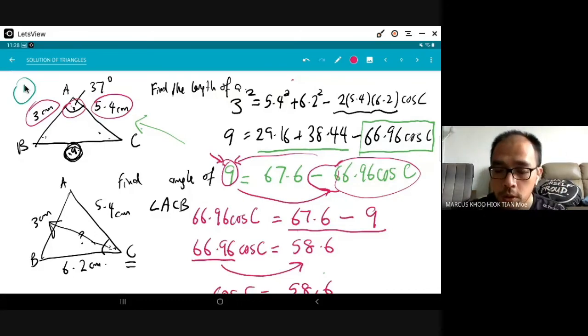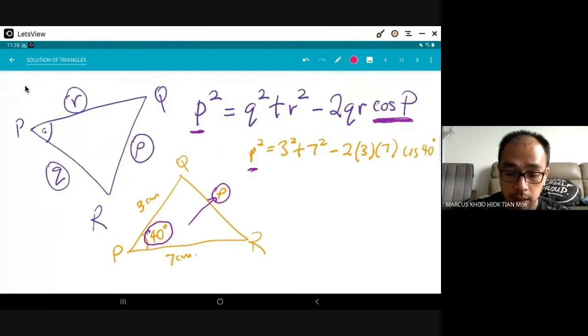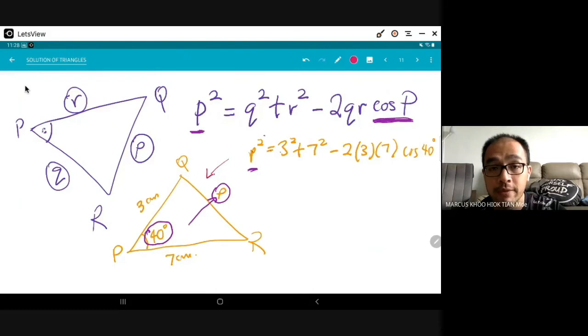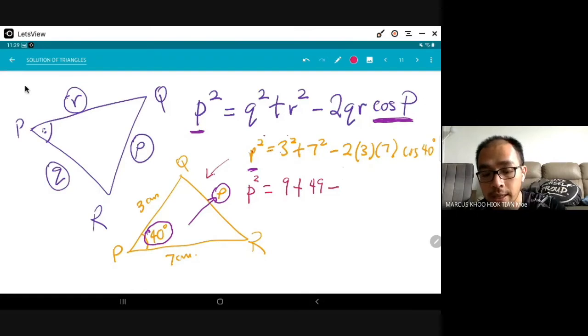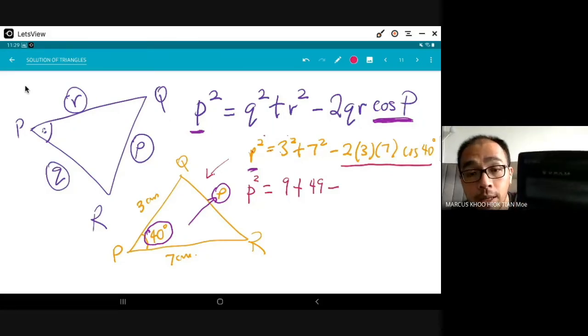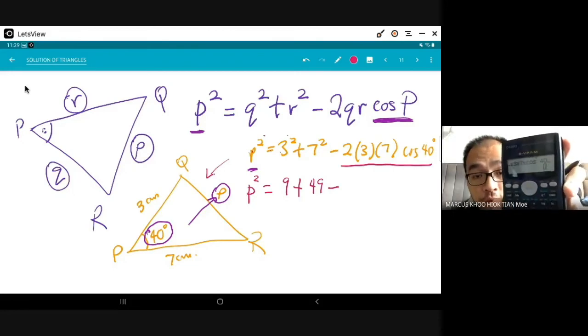Okay, so let me see. Let's do another one. So p squared equals 3 squared plus 7 squared minus 2 times 3 times 7 cos 40, right? As I said before, I prefer you to do everything step by step. So 3 squared is 9, 7 squared is 49. And then this one, you press everything in one time: 2 times 3 times 7 times cos 40.